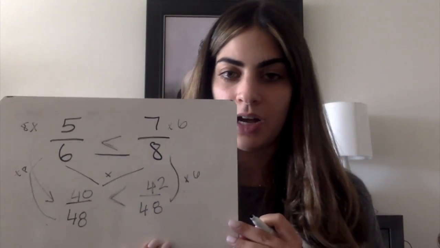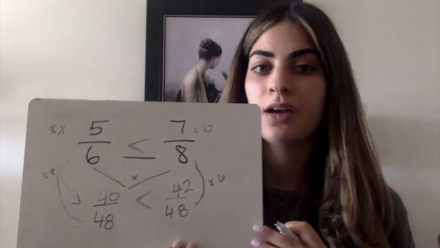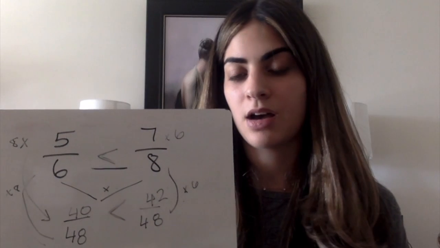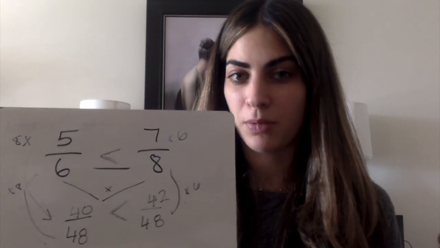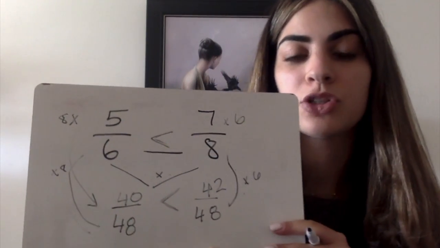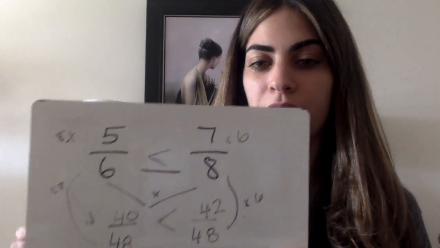So this strategy helped us solve the problem accurately. But as you can see, it's taking us some time to solve the problem. So let's see how we can tweak the strategy to make it more efficient. So to help us make the strategy more efficient, we are going to learn how to cross multiply today.